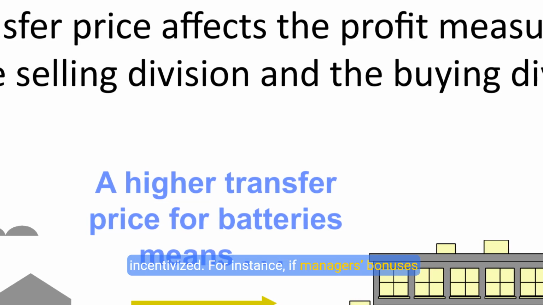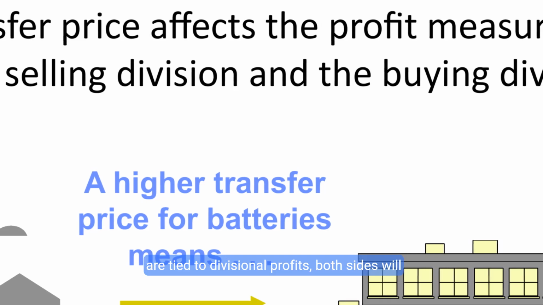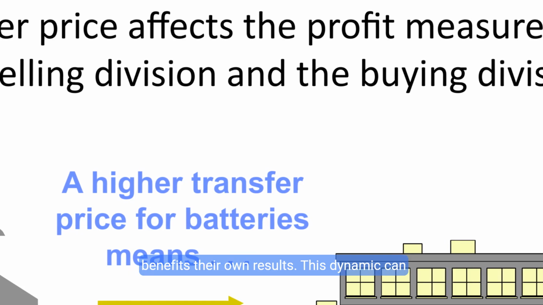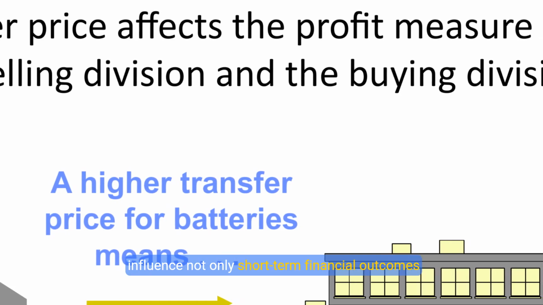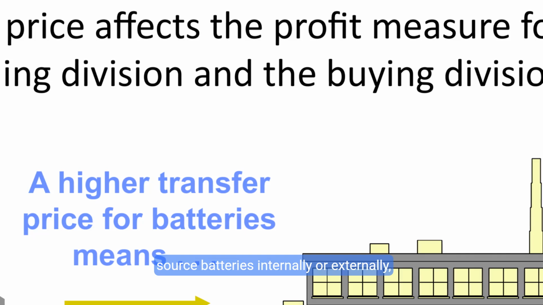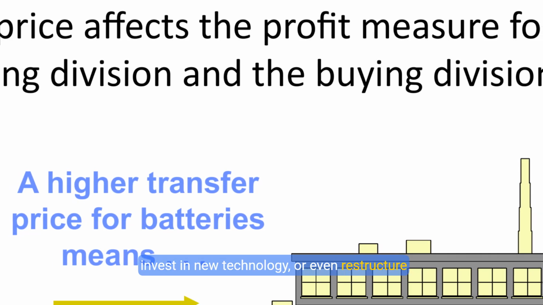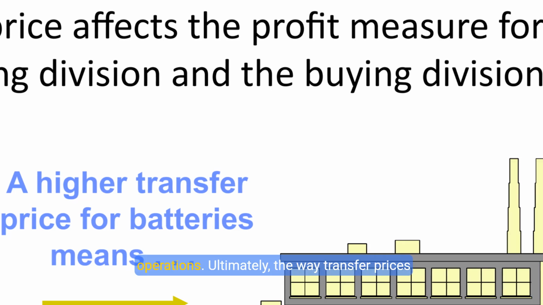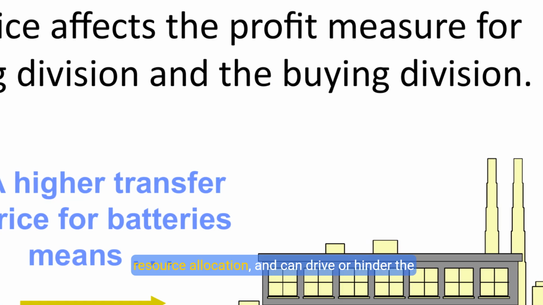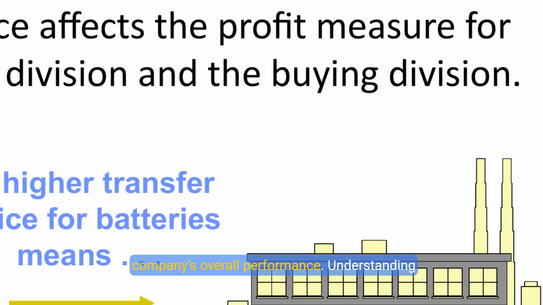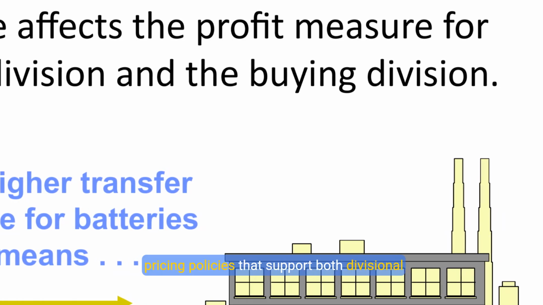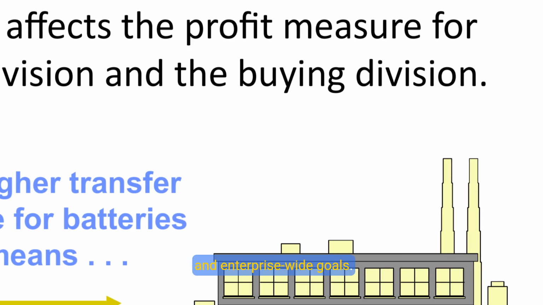For instance, if managers' bonuses are tied to divisional profits, both sides will negotiate fiercely for a transfer price that benefits their own results. This dynamic can influence not only short-term financial outcomes, but also strategic decisions, such as whether to source batteries internally or externally, invest in new technology, or even restructure operations. Ultimately, the way transfer prices are set shapes managerial behavior, impacts resource allocation, and can drive or hinder the company's overall performance. Understanding these effects is crucial for designing transfer pricing policies that support both divisional and enterprise-wide goals.